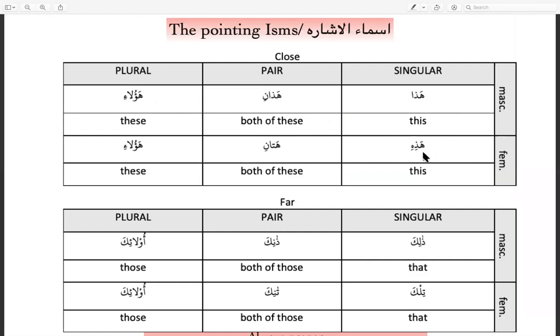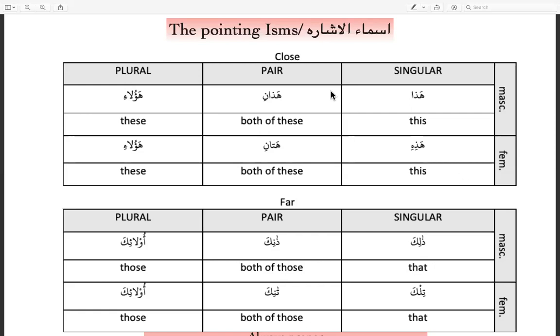And the translation: haza is this, hazani is both of these, and haulai is these. Now, for feminine, we have a different pointer. We are going to say hazihi. If we are pointing to something singular feminine, then we need to use the word hazihi. Then for the pair, we have hatani. And then haulai. Haulai is the same for masculine and feminine, but our duals are different and our singulars are different. So hazihi, hatani, haulai. Let's say all six of them one time: haza, hazani, haulai, hazihi, hatani, haulai.